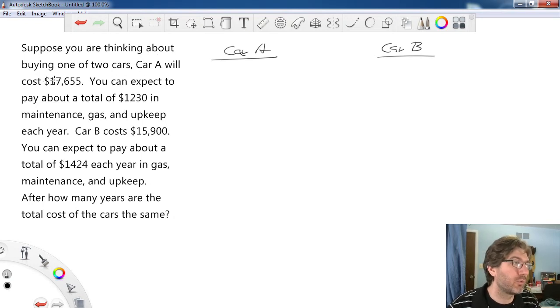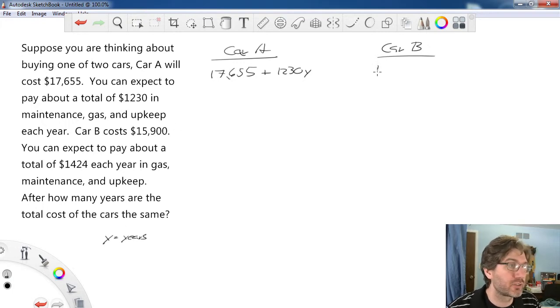You know car A will cost $17,655 up front, and you expect to pay an additional $123 per month. Right? Is it month? No, per year. Yeah, that's a lot per month, per year. So we're going to multiply by the number of years you have. That's pretty much what it's going to say. We're going to say y equals years. I'm not exactly sure what it's asking. I didn't get that far yet.